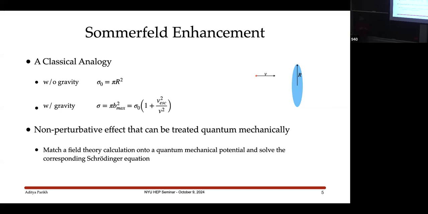There are approaches of doing this in field theory, but there's a much more straightforward way: you take your tree level scattering amplitude, you map it to a quantum mechanical potential, and then you just solve the corresponding Schrodinger equation, and it basically sums up this family of ladder diagrams for you.